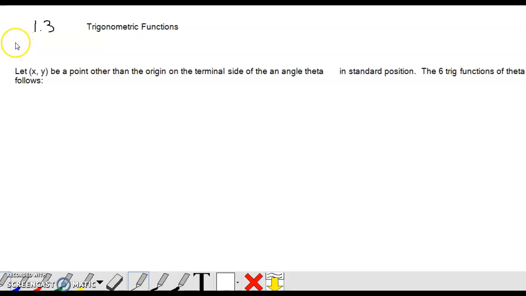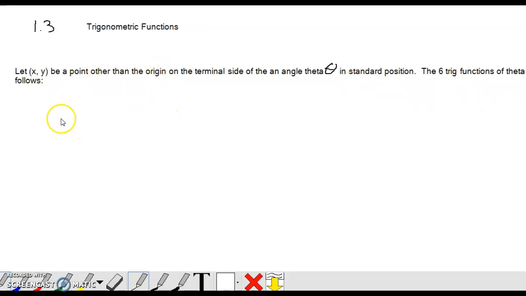Okay, so our next section in our trig is 1.3, and it's trigonometric functions. So again, we're dealing with our trig. Okay, and so we have kind of a simple point. We're saying let x, y be a point other than the origin on the terminal side of an angle theta. And again, remember, theta is our symbol right there, in standard position. And the 6 trig functions of theta are going to follow.